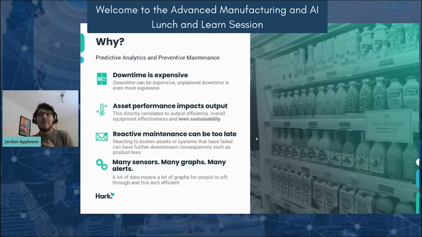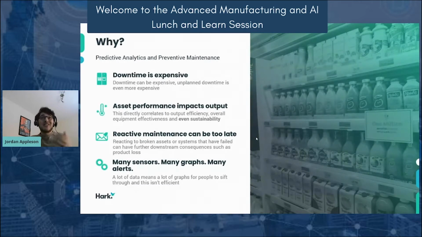Asset performance alone impacts output. The performance of an asset over time directly correlates to output efficiency, the overall equipment effectiveness, and even sustainability. If you've got systems that are meant to be operating at a specific level to get the same output, but are operating with higher energy consumption, working harder for no reason other than maybe a faulty part, or it's a faulty gearbox in a motor or something like that, then that has a direct impact on your energy bills and ultimately sustainability.